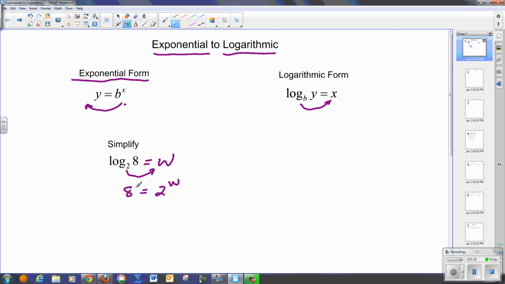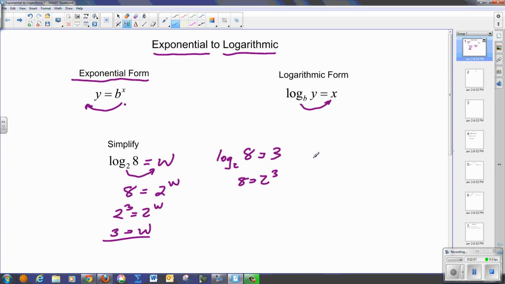is equal to 8. Now we know 8 can be written as a base of 2. That's 2 cubed. And if I know 2 cubed is equal to 2 to the w, then w equals 3. So from this example, we can really see what logarithm means. We know that log base 2 of 8 is equal to 3. And by sliding the base, we know that 8 equals 2 to the third.